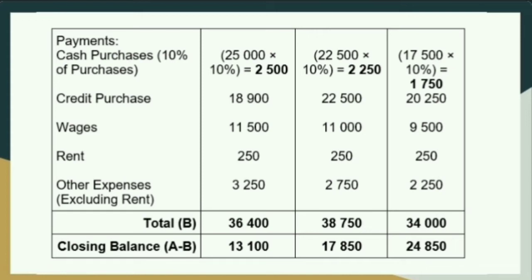So sa expenses kay ingon na siya pero gi-exclude ra ang rent. So sa given na table is imo rang i-deduct og 250 and ang rent na 250 imong ilahi og butang. So ang total tanan sa cash outflow sa July is 36,400, August 38,750 and September which is 34,000. So i-deduct ra nimo ang first table or ang table A sa table B para makuha ang closing balance. So ang closing balance sa July is 13,100. Mao na sad na siya ang opening balance sa August.